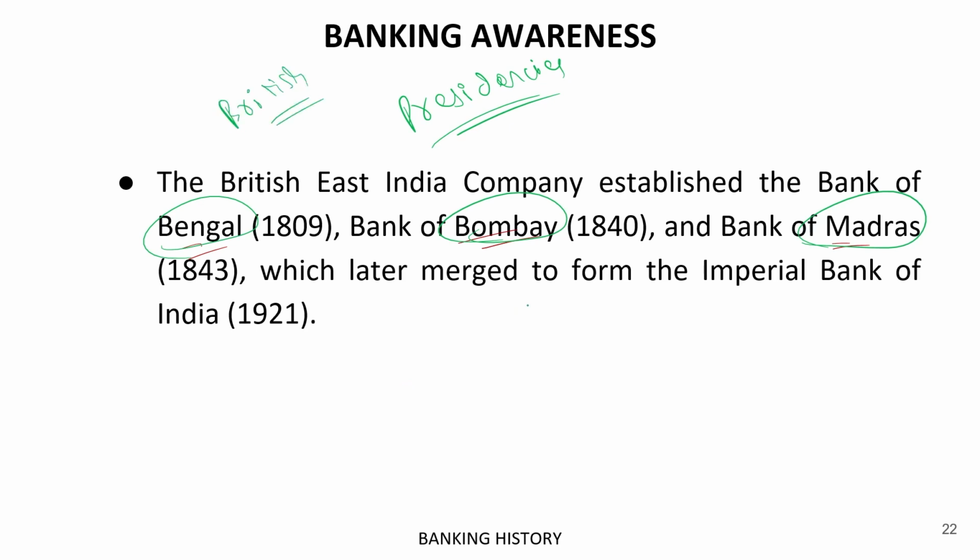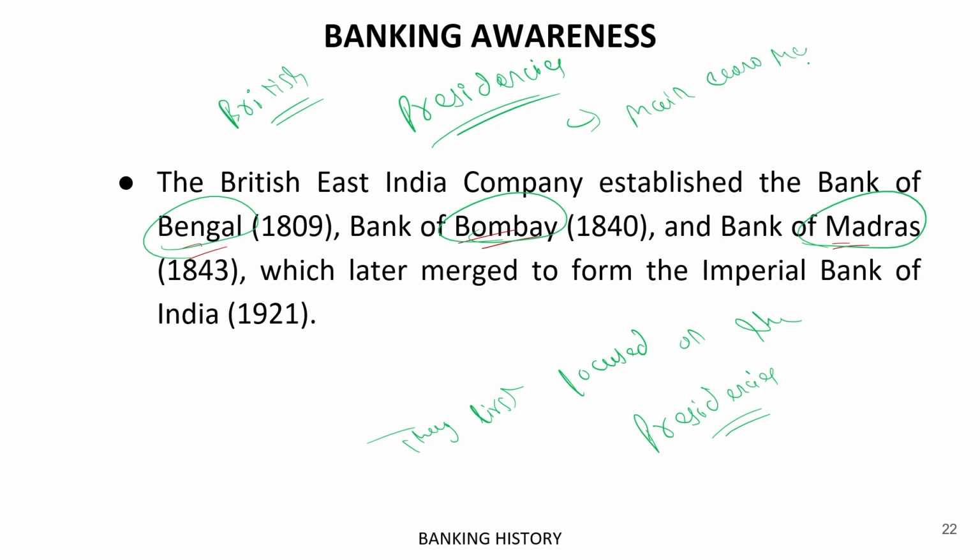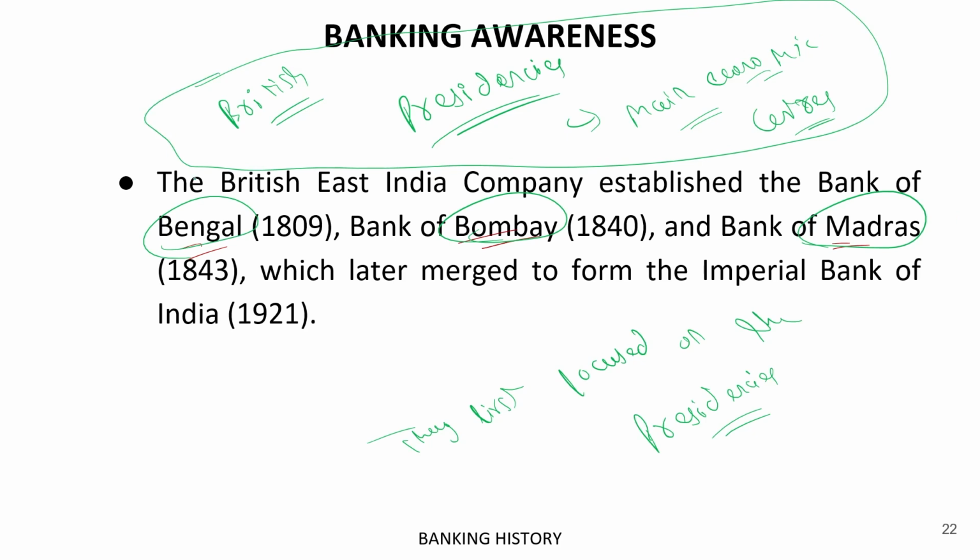So when the Britishers established the banks, they first focused on the presidencies, because they were their main economic centers. That's why their main interest in setting up the banks in these presidencies first was that.